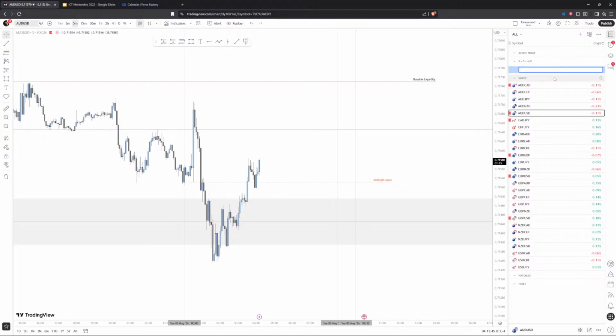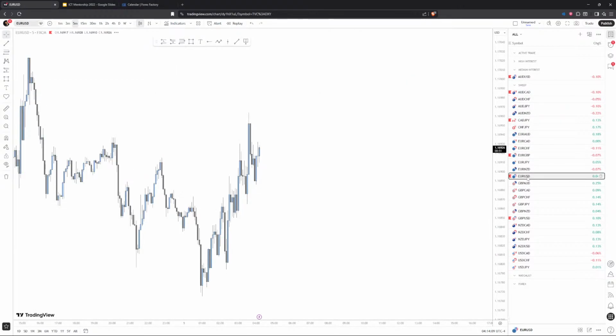Let's call this medium interest. I'll go to medium. Now we can move on to another USD pair.